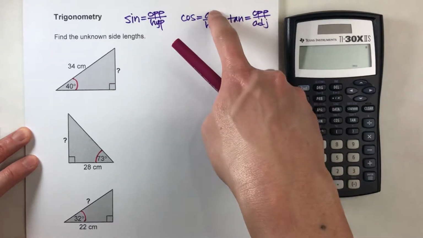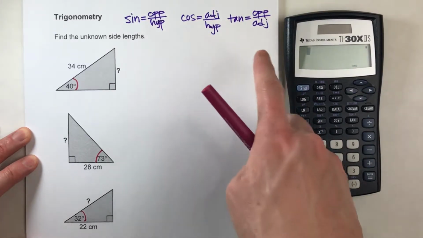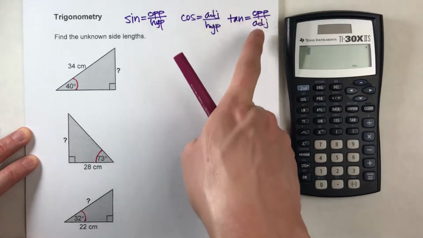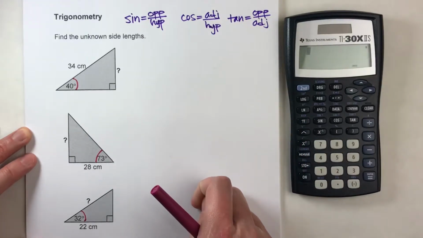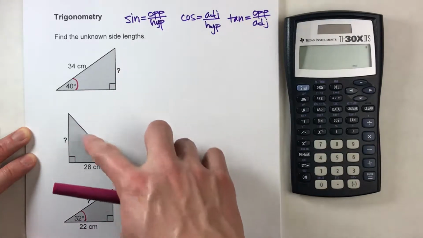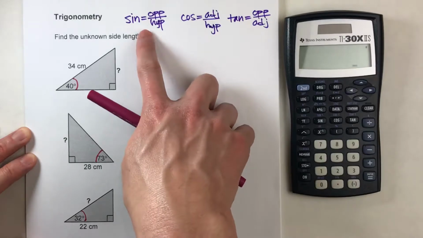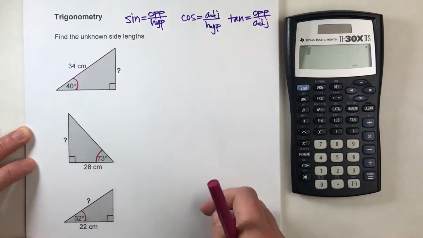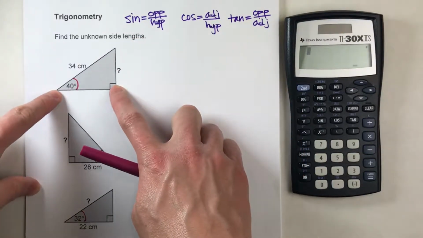Cosine is equal to the adjacent side divided by the length of the hypotenuse. And tangent is equal to the opposite side divided by the adjacent side. So the first step in using trig ratios on these kinds of problems is to figure out which trig ratio applies. All right, so let's take a look at this first example.